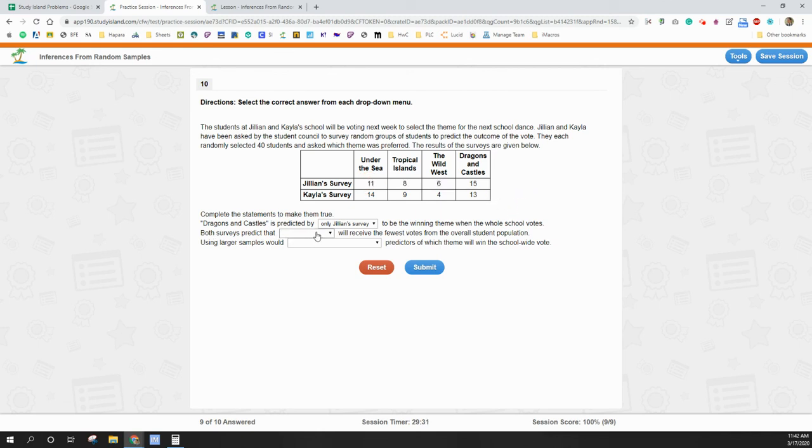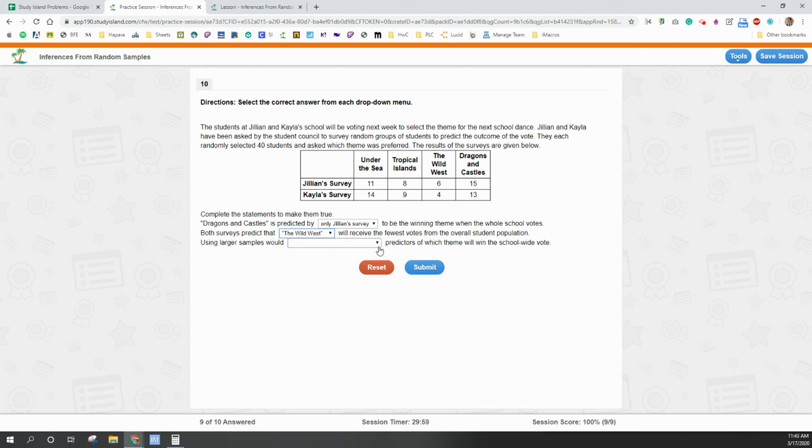Both surveys predict that the Wild West, Under the Sea, or Tropical Islands will receive the fewest votes from the overall student population. So which one is going to receive the fewest votes according to Jillian's survey? The Wild West, because that's only 6. What about Kayla's survey? Also the Wild West, which is only 4. Both of those values are the smallest number for each of the surveys. So both of their surveys think the Wild West is going to be the least popular option.